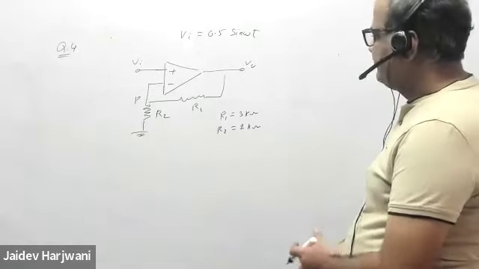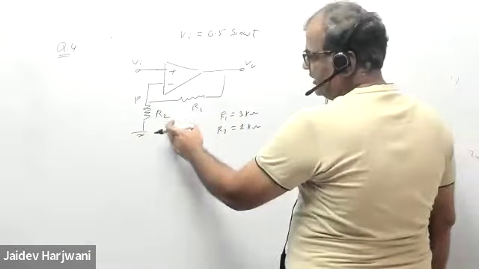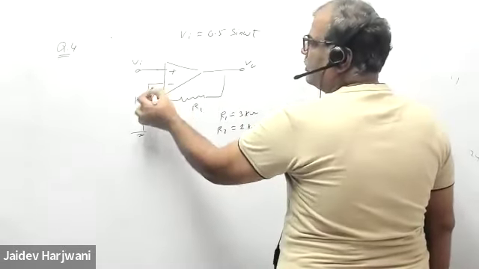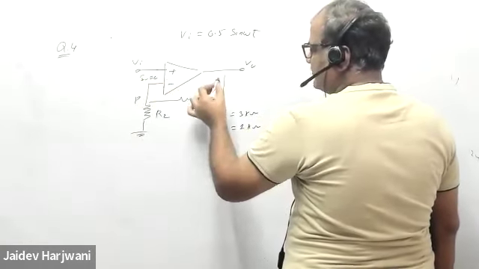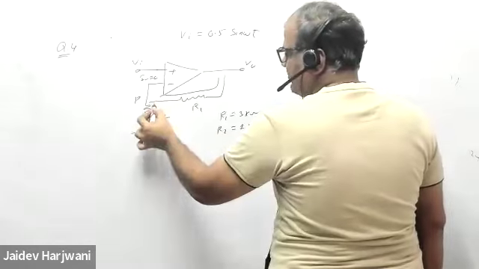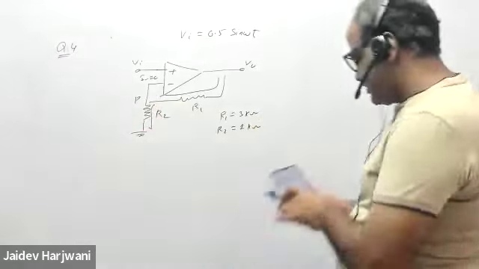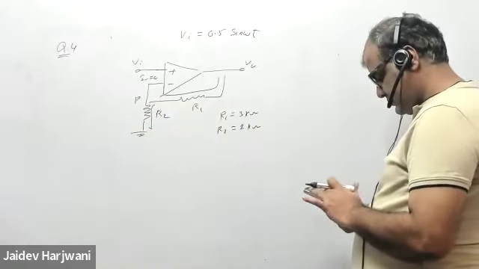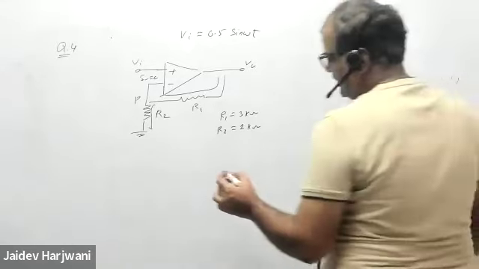The first option asks whether the current in R1 and the current in R2 are the same. Obviously they are the same, because no current can go into the inverting terminal; I minus is 0. The terminal does not carry current, so whatever current is coming here will go here. So the current through R1 is equal to the current through R2. Option A is correct.